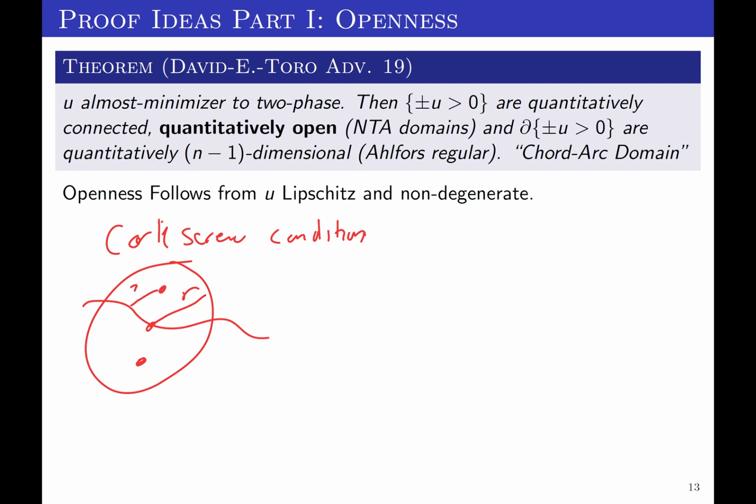So this distance is bigger than M inverse of r. So basically, this rules out cusps, either going in or out of the domain. Okay? And it turns out that being quantitatively open basically follows from being Lipschitz and non-degenerate, from not growing faster than linearly and not growing that much slower than linearly either.